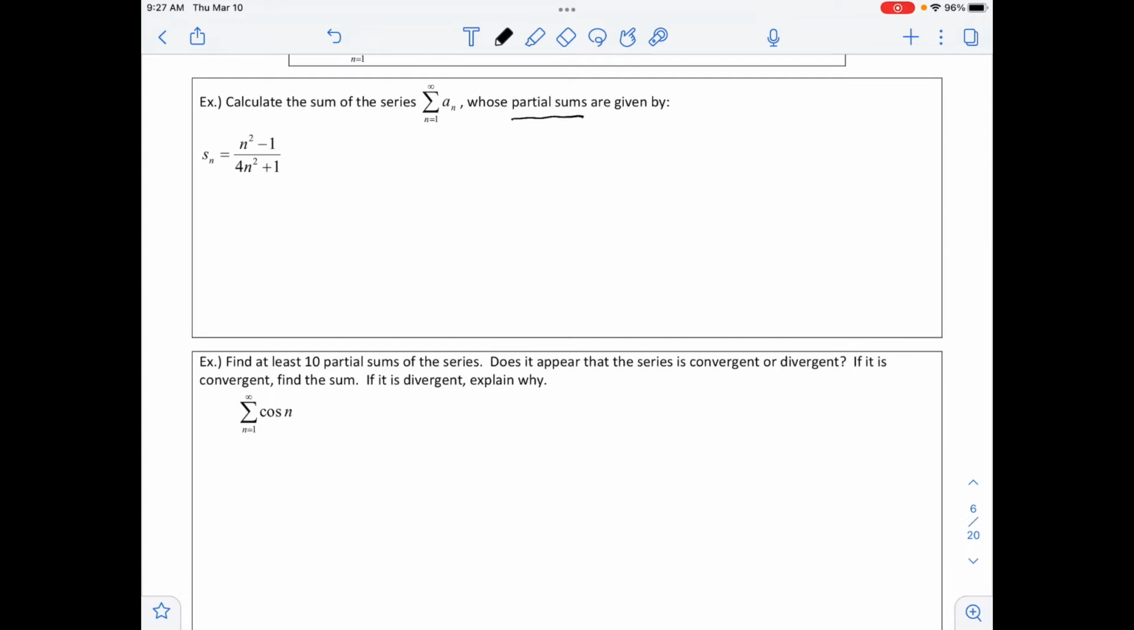And so we know that the sum from n equals 1 to infinity of a sub n is equal to the limit as n approaches infinity of that partial sum, as stated on the previous page. And so this is going to be equal to the limit as n approaches infinity of that formula that we have up above, which is n squared minus 1 over 4n squared plus 1.